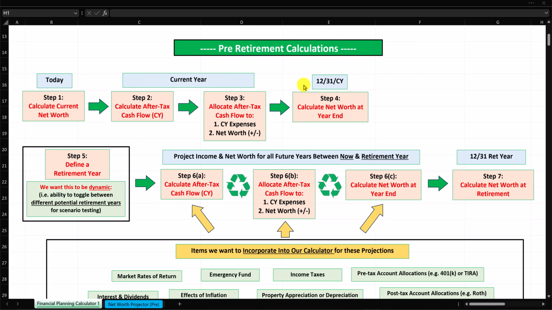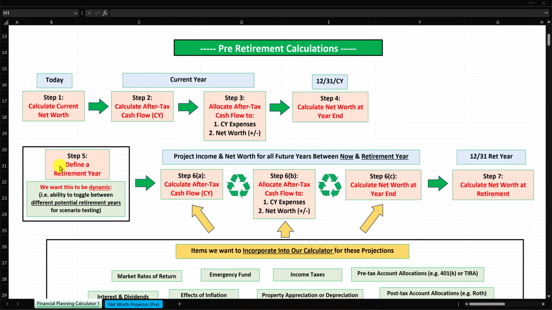Then in step number 4, we're going to calculate our net worth at the end of the current year, 12/31 of whatever year you start working with the calculator, whether that's 2024, 2025, 2026, whatever. The reason why we're not going to just start right here is because most likely you're not going to start using the calculator on the last day of the year. You will more likely start using it at some random day throughout the year, so we have to start with what we have available to work with, and then we have to build out the rest of it to arrive at what our net worth will be at the end of any particular year.